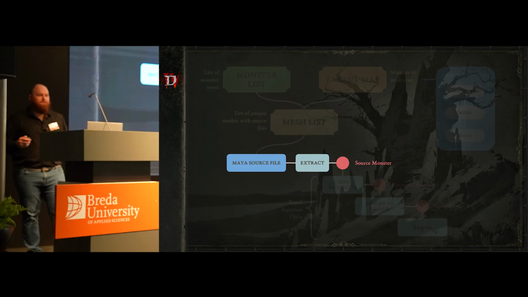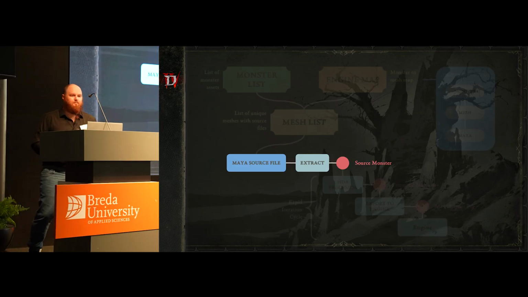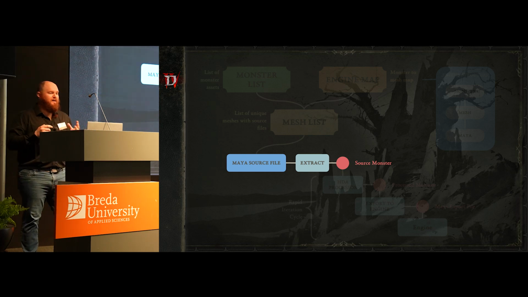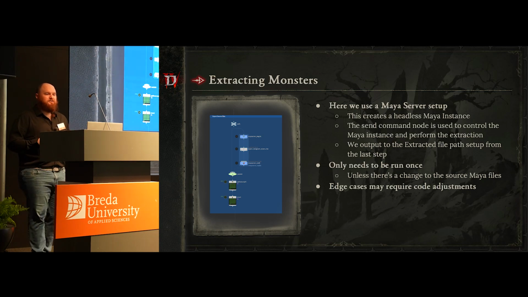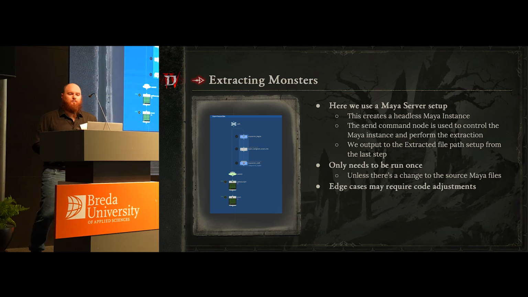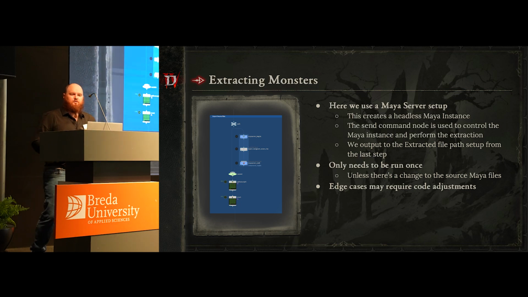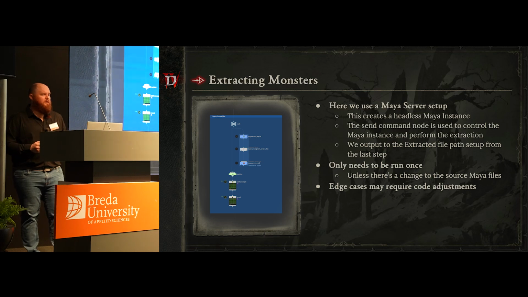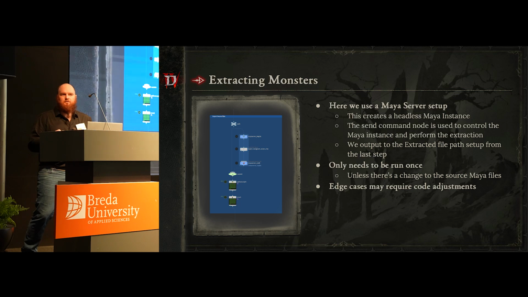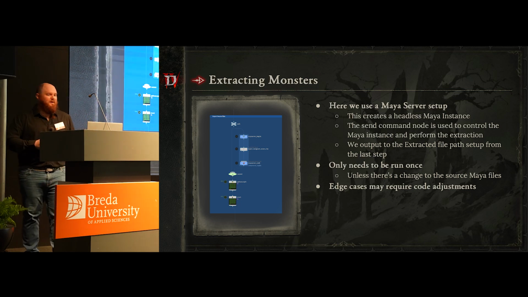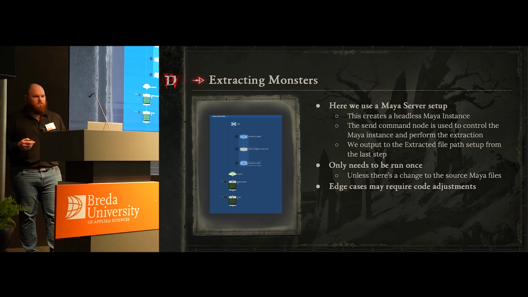Now that we have our source Maya files and destination paths set up, let's perform the monster mesh extraction. So here we use a Maya server setup. This creates a headless Maya instance, and we use the send command node to control that Maya instance and perform the extraction. We output the extracted file to the path we just set up in the last step. And this only needs to be run once, unless there's a change to our Maya source files. Edge cases may require us to do some code adjustments along the way, especially with this operation being run on 80-ish files.